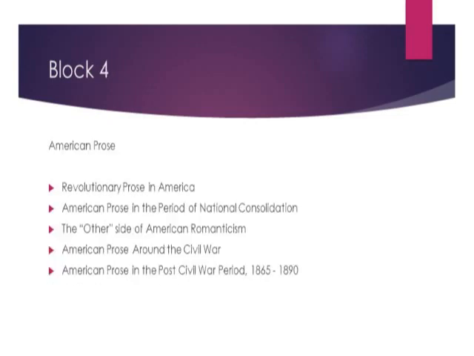Move on to block 4, American prose. This is a bit theoretical, so I'll make a separate video on block 4. In fact, I'll make separate videos for all blocks because all these blocks are quite difficult, and you need thorough preparation for these blocks to answer your questions in the exam. In block 4, we will discuss revolutionary prose in America, American prose in the period of national consolidation, the other side of American romanticism, American prose around the Civil War, and American prose in the post-Civil War period, that is between 1865 to 1890.